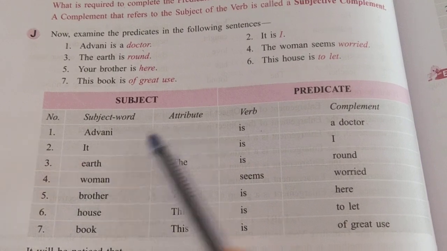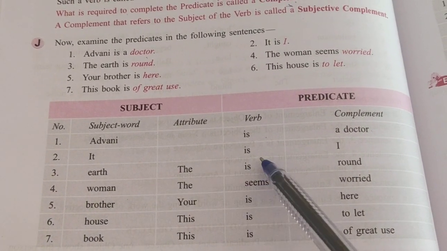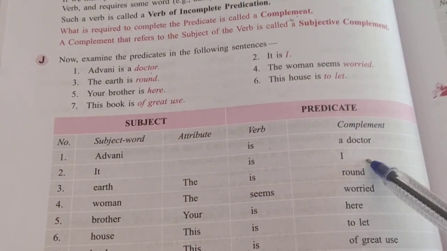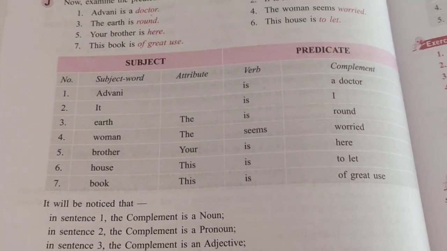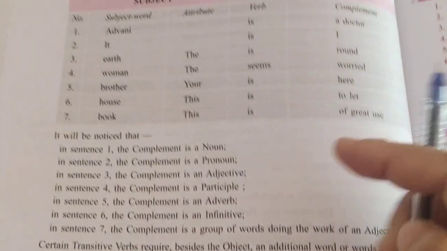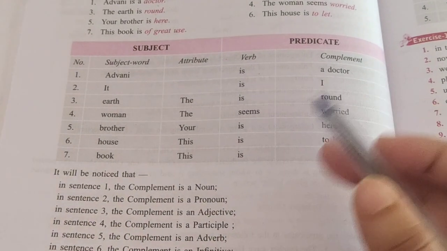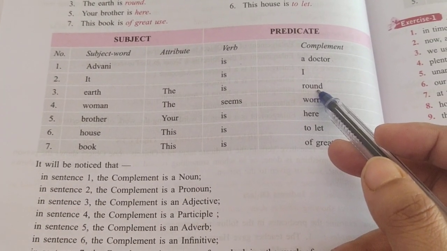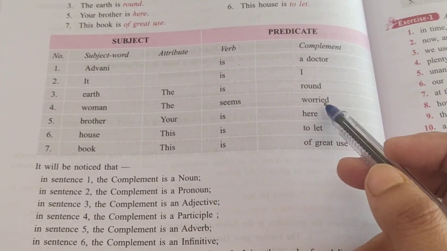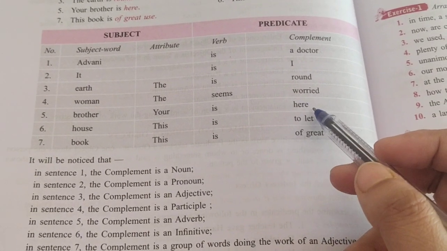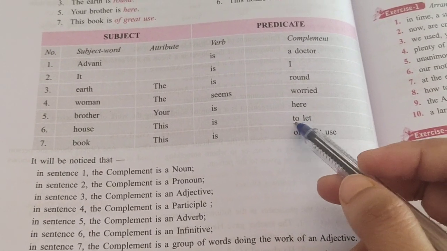Next, it is a subject word. There is no attribute. It is I. Complement. So there are some examples. Okay, you will get it. See, in the first sentence, the complement is a noun. In the second sentence, the complement is a pronoun. In the third sentence, the complement is an adjective. Next, worried, you can understand, is a past participle form, right? Next, here, an adverb. Next, too late.